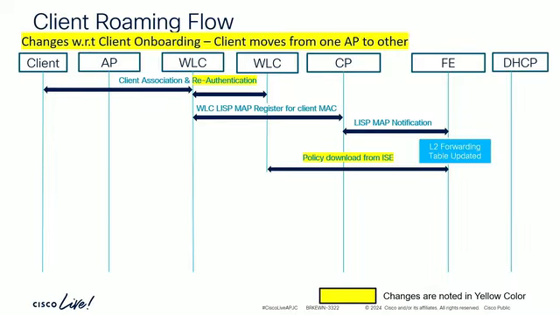Policy download from the ISE. Let's say, just imagine, the client has moved from edge 1 to edge 2. I mean, from the AP connected to edge 1 to AP2 on edge 2. So in that case, on edge 2, the SGT could be already present or not. Let's say if it is not present, in that case only the policy download will happen. Or else, policy download will not happen.